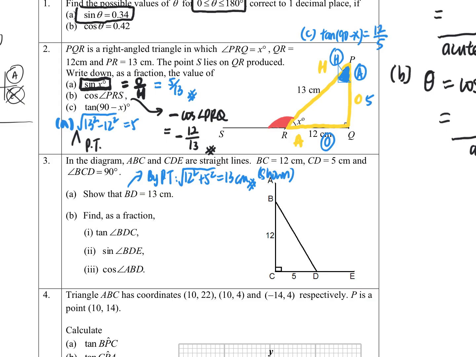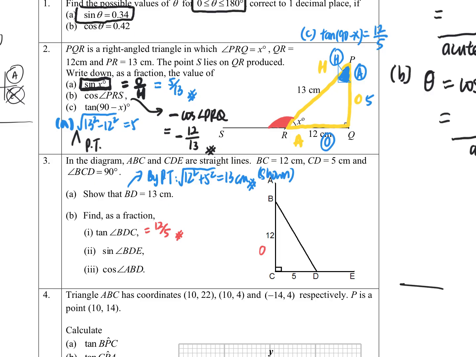So tangent BDC, when it's acute, you're happy because you're just referring to this. You don't need to care about sign. So tangent is O over A, so you will get 12 over 5 for the first answer. So this one clear cut. If it's acute, it's always very direct. Okay, next one is BDE. No need. You can leave it like that.